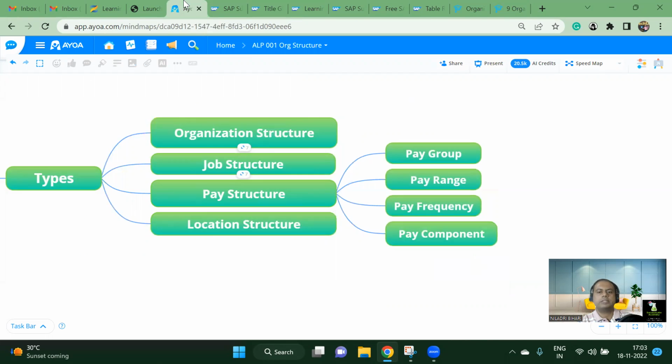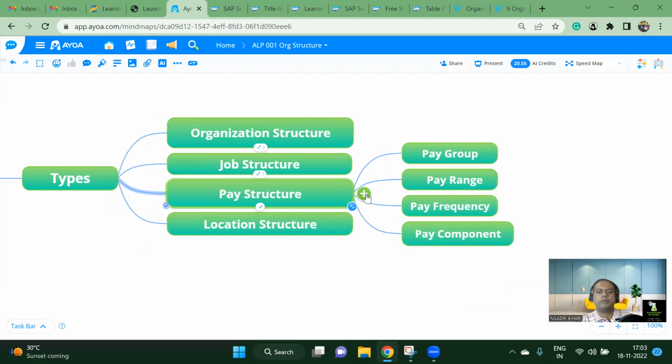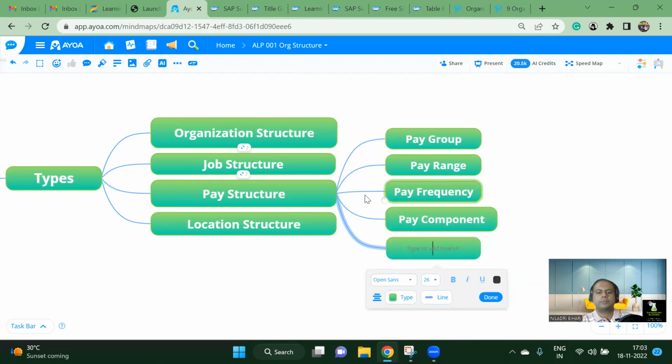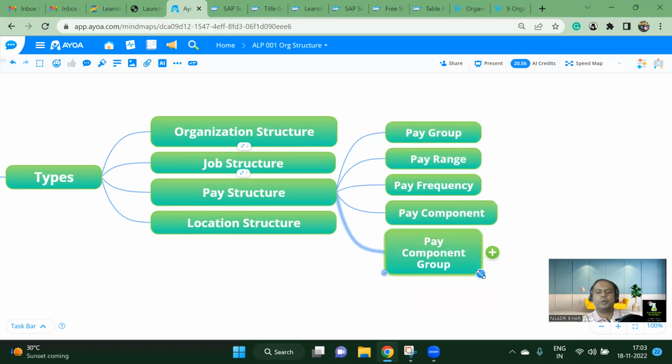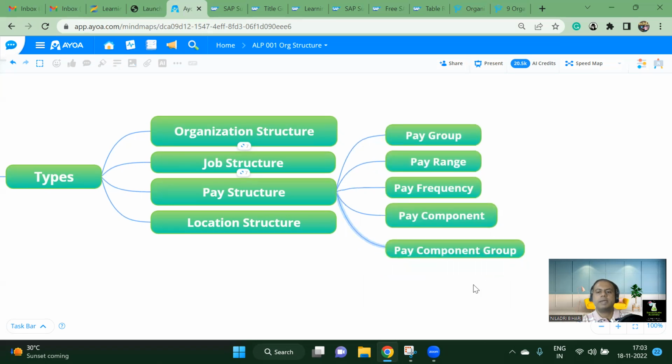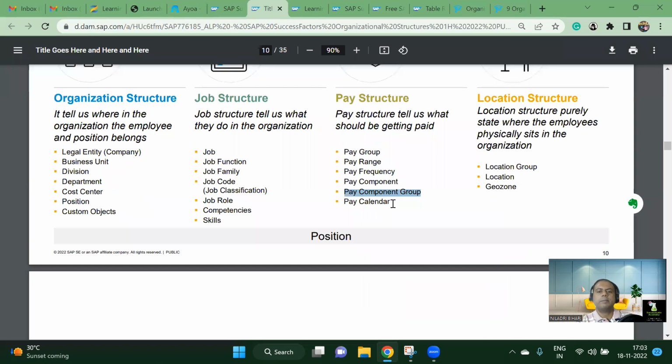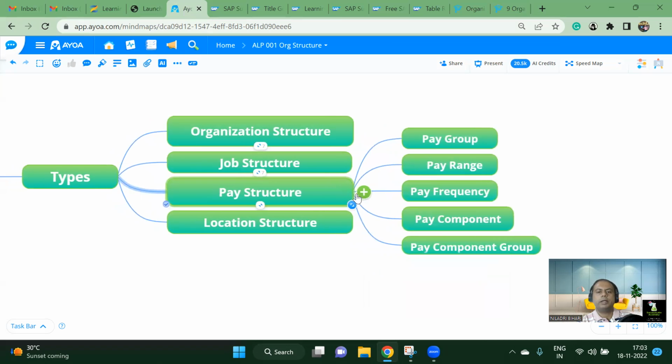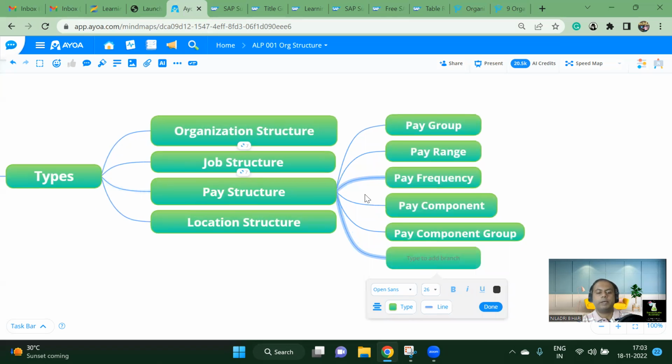Similarly, the pay component group is nothing but your wage type group. Let's say you have a group of wage types which are all about your different deductions only, or specific allowances only. Then we can have a grouping of those pay components as well. This is the pay component group. Similarly, the pay calendar: for people who are running payroll, what period you are running payroll for, at what point of time you are going to do the bank transfers, finance posting, all those things.